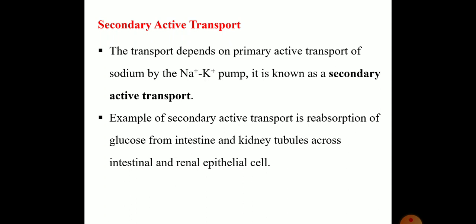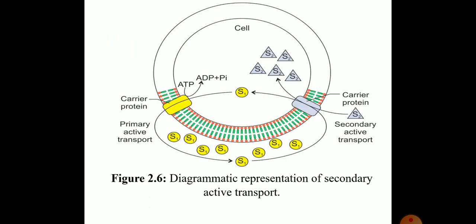It is dependent on the primary active transport, where the sodium is pumped out by the primary active transport and is being utilized in the secondary active transport system for pumping of glucose into the cell by utilizing sodium and a carrier. So that is secondary active transport. This is how the diagrammatic representation of secondary active transport looks.